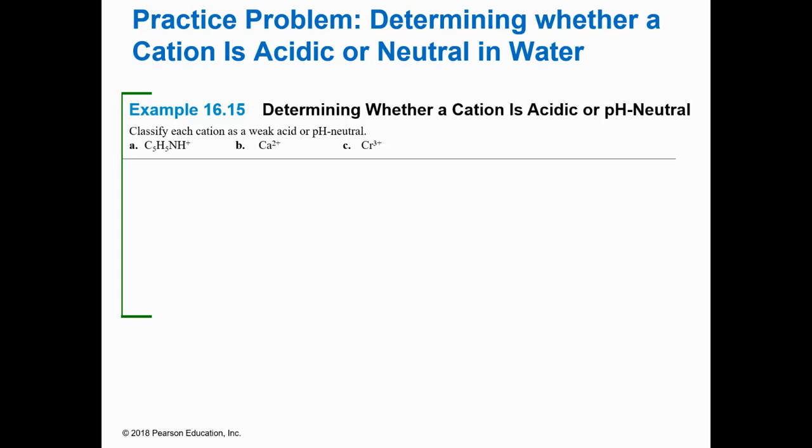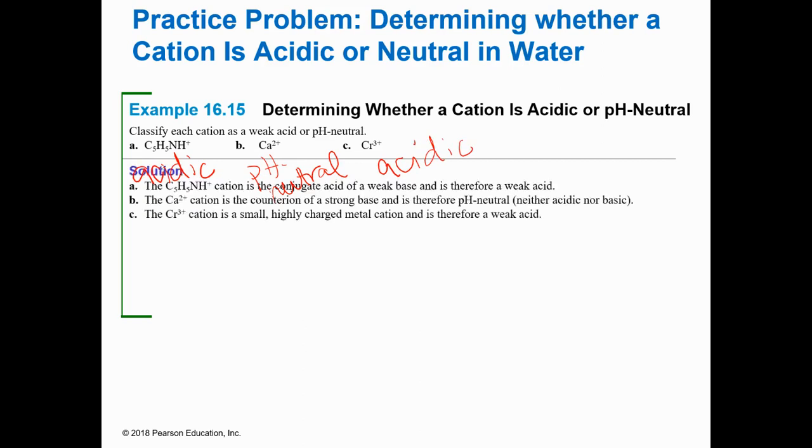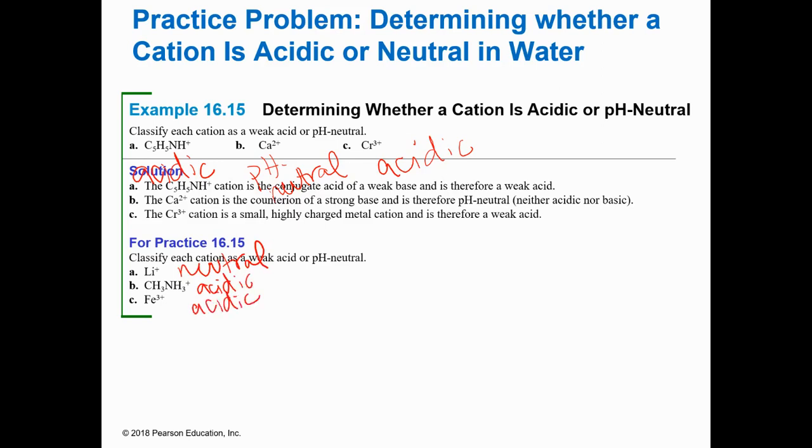So we're going to do the same thing with these. A strong base will be pH neutral. A weak base will give us a weak acid. So this one's going to be acidic. This is group 2, so it's going to be neutral. And this one's going to be acidic. Okay. So again, group 1 and 2 hydroxides, those are our strong ones. So if it's not a group 1 or 2, it is acidic for the cation.